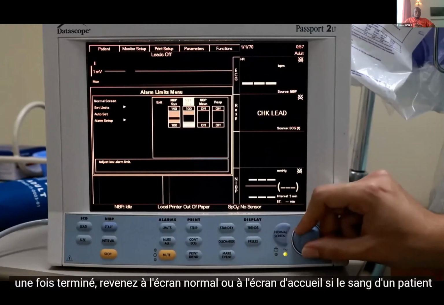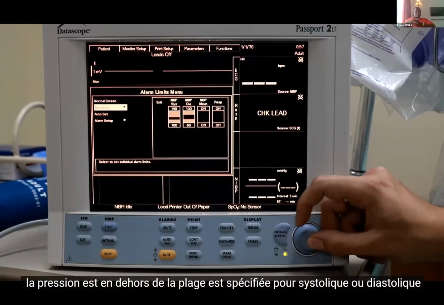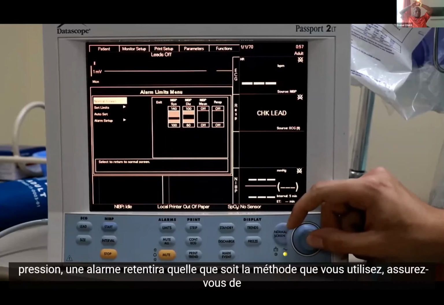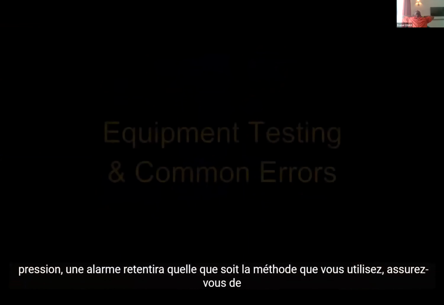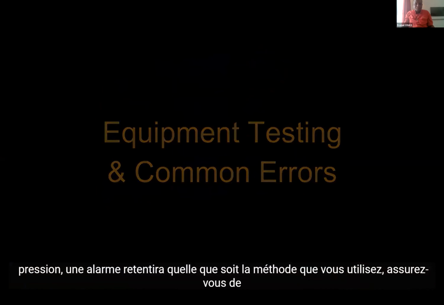Once finished, return to the normal or home screen. If a patient's blood pressure is out of the ranges specified for systolic or diastolic pressure, an alarm will sound. Regardless of which method you use, be sure to follow some common practices.